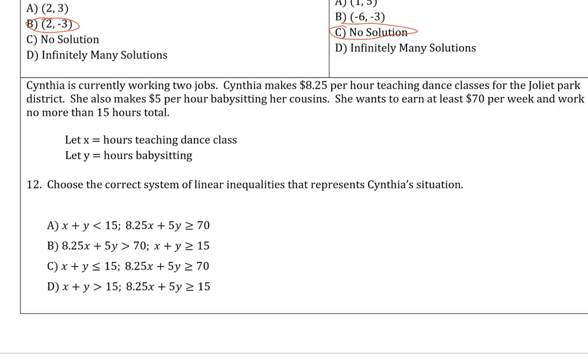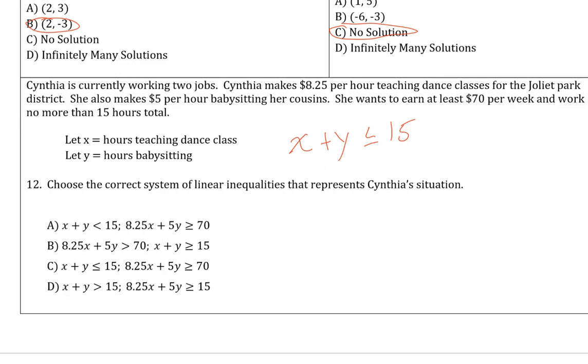So if we think about this, we can't work any more than 15 hours. So I know that if I add my 2 hours together, it cannot be any greater than 15. So if I add them together, it's going to be less than or equal to 15. That's what the words no more than mean.